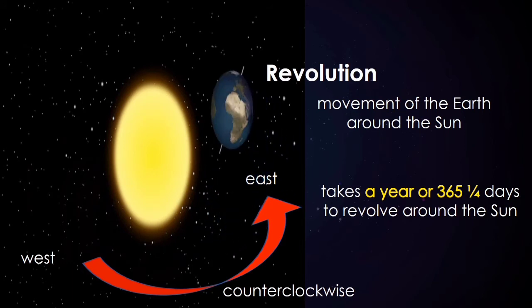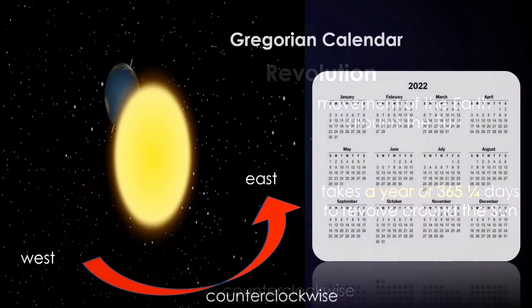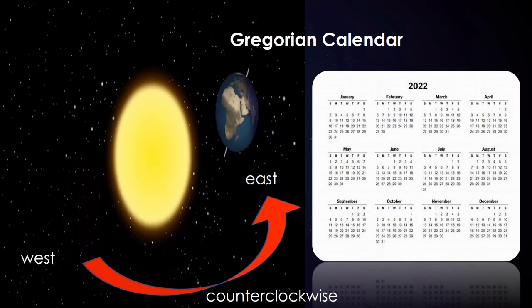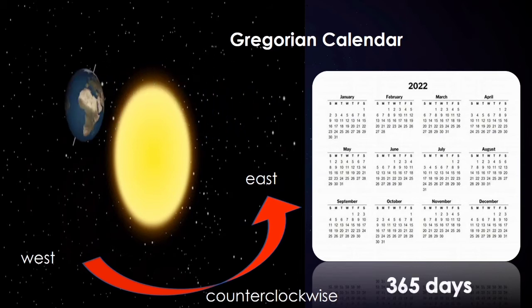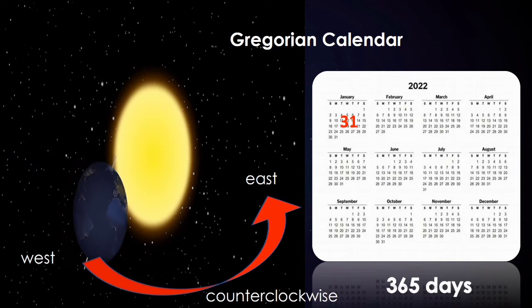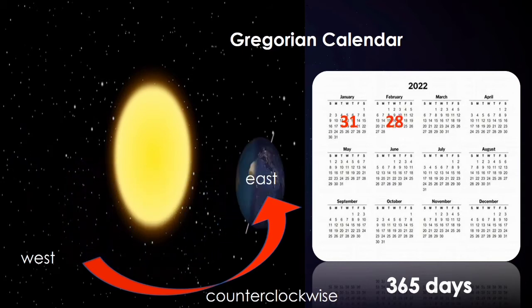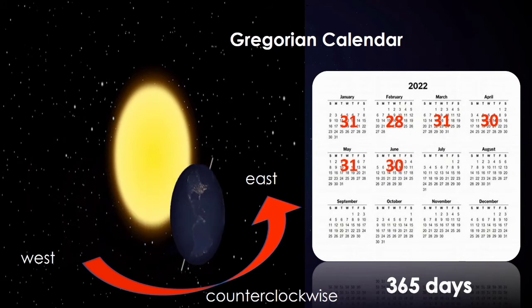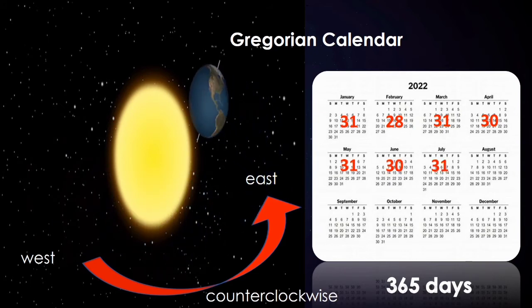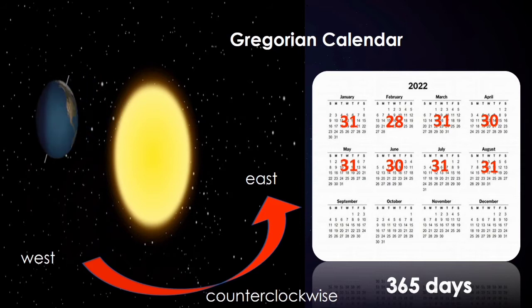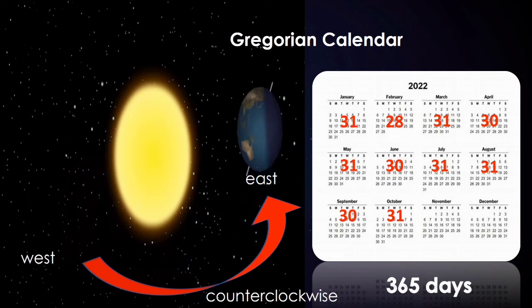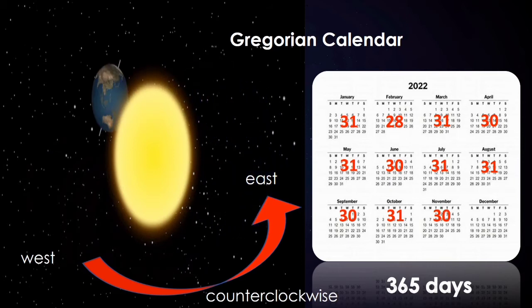So how do we know the date of this day? Right, we use the Gregorian calendar. This calendar only uses 365 days. 31 days in January, 28 days in February, 31 days in March, 30 days in April, 31 days in May, 30 days in June, 31 days in July, 31 days in August, 30 days in September, 31 days in October, 30 days in November, and 31 days in December.